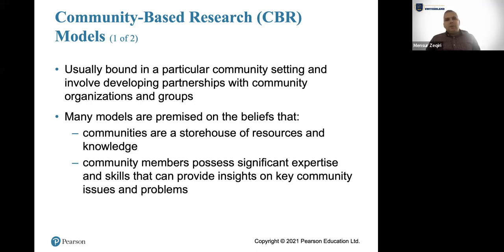So these models are usually bound in a particular community setting, and they do involve developing partnerships with particular community organizations and groups. So what these kinds of research models or projects might do is investigate health issues, disparities that might exist in a particular community.